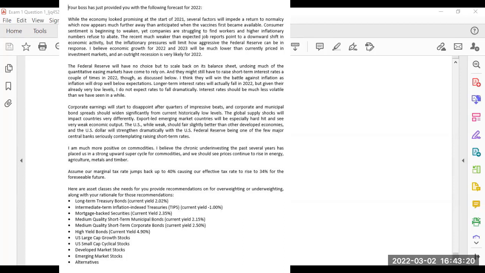"I believe economic growth for 22, 23 will be much lower than currently priced in markets, and outright recession." So is that negative, or very negative, or slightly negative? That seems pretty negative, right? You already have an idea how you're going to invest, don't you? Are you going to be buying a whole bunch of small cap value stocks in this environment? Why wouldn't you buy a bunch of small cap value stocks?